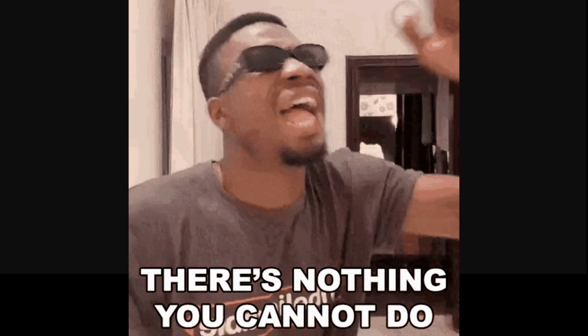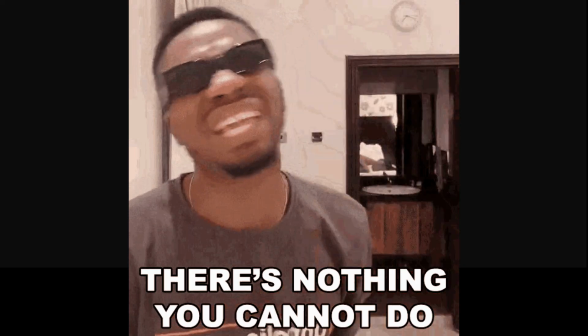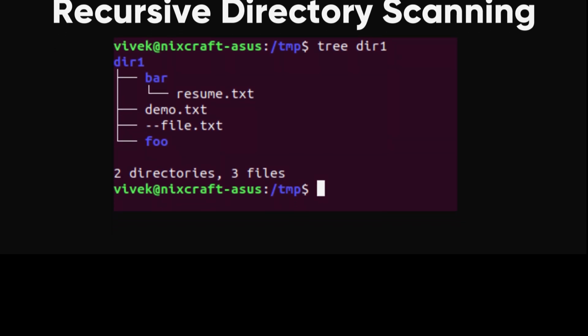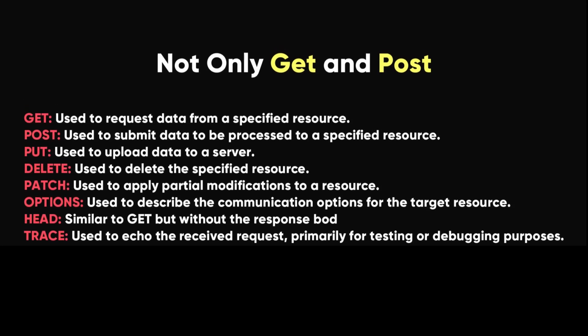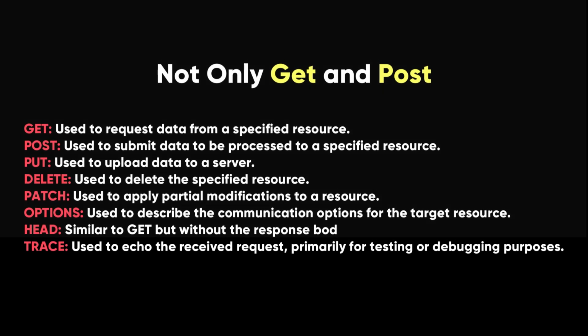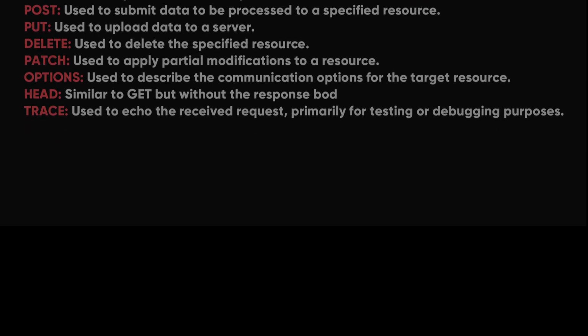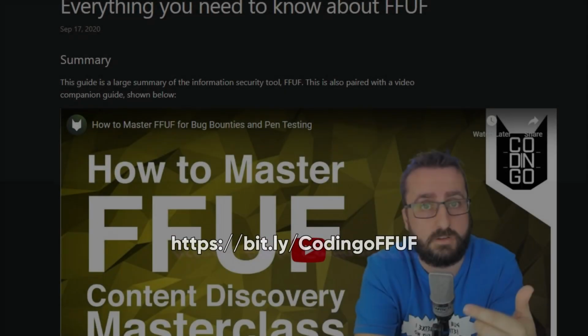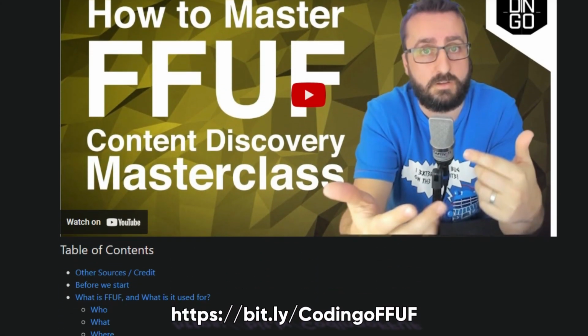FUF offers a wide array of capabilities beyond what we've covered. FUF can scan directories recursively to uncover deeper layers of content. It also supports not only GET and POST, but also other HTTP methods for versatile testing. And it can also be integrated smoothly with tools like Burp Suite for streamlined workflows. These examples merely scratch the surface of FUF's capabilities.